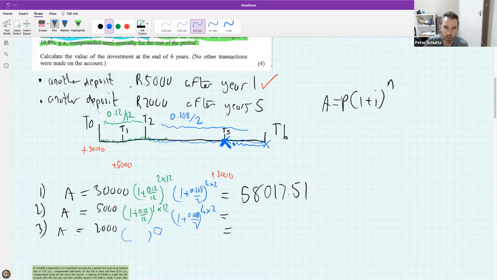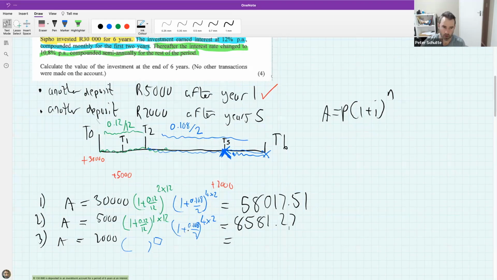Okay, so I am getting 8581.27 if I round off. Now I still have to figure out what the 2000 grows to. And then for the fourth one, I want to ask how much is in the final pot after all the different deposits have had time to grow.